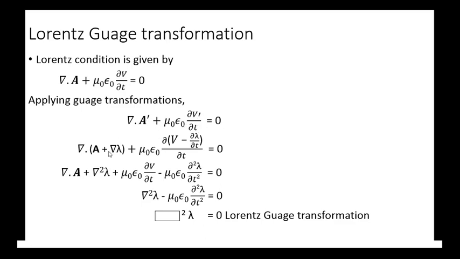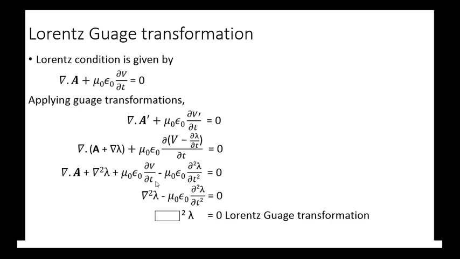Now A dash is A plus del lambda and V dash is equal to V minus dou lambda by dou T. Now you can open the brackets, so it will be del dot A plus del square lambda plus mu 0 epsilon 0 dou V by dou T minus mu 0 epsilon 0 dou square lambda by dou T square. Now already we know that del dot A plus mu 0 epsilon 0 dou V by dou T is equal to 0, isn't it? That is the Lorenz condition. So here you can apply the Lorenz condition. So the first term and the second term will be equal to 0. So what remains? Del square lambda minus mu 0 epsilon 0 dou square lambda by dou T square is equal to 0.